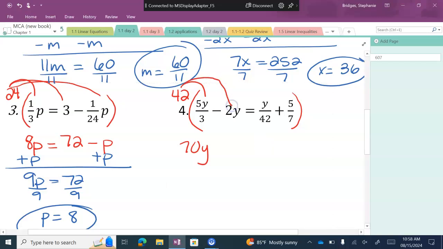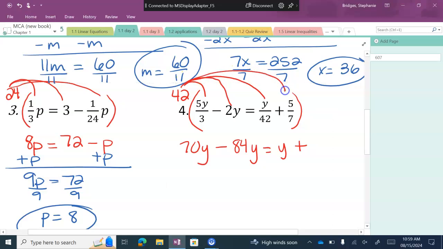Then I'm going to multiply 42 times 2y. Don't forget the y. 42 times 2, there is no fraction, so that's just going to be 84y. Then we multiply 42 times y over 42. A lot of people put 1, but it's 1 what? 1y. There was a variable there. We can't lose it. We did not make it disappear.